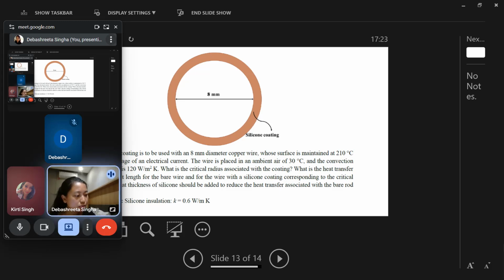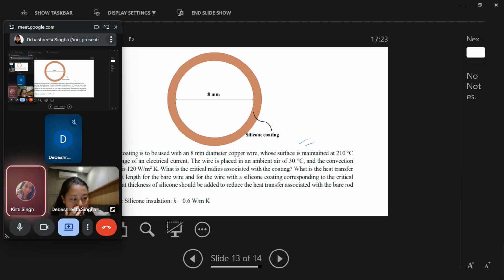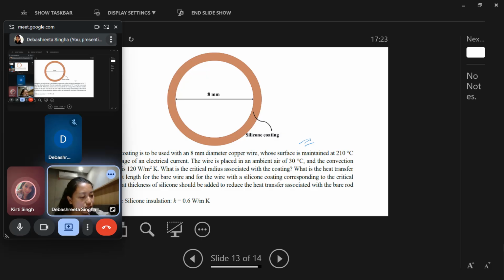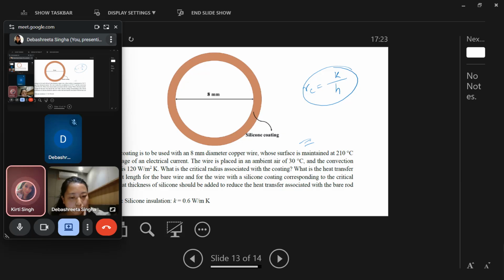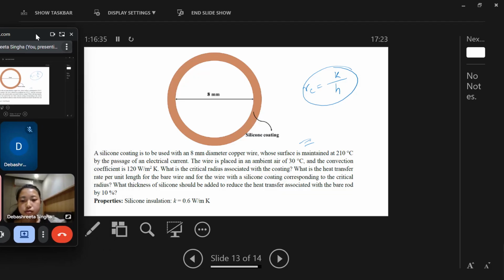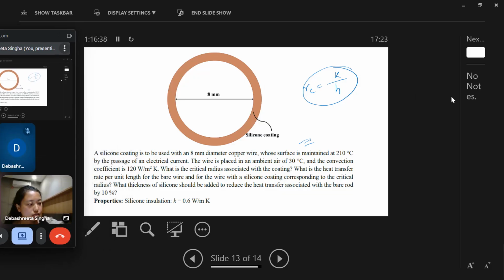This is another question which I had, for critical radius. Critical radius is simple only. You just have to use the formula K by H, where K is the conductivity and H is the heat transfer coefficient. You can directly find out RC, the critical radius of insulation.